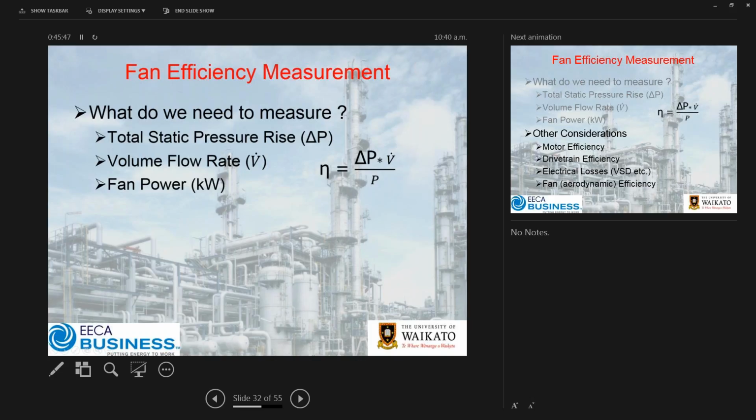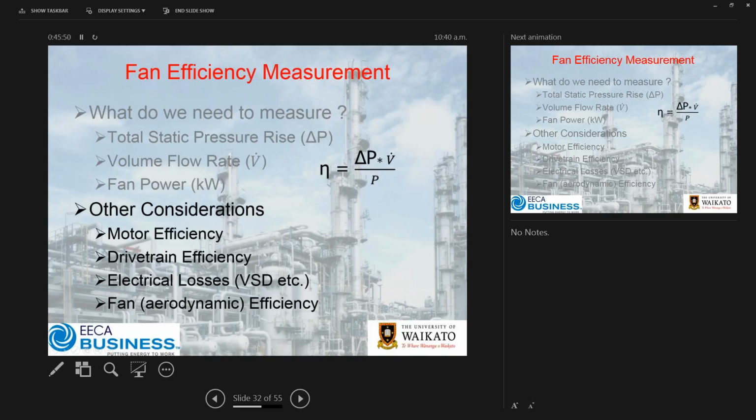Now the key thing to point out here is that we have other efficiencies in the mix. We have a motor efficiency, a drivetrain efficiency. We might have electrical losses across our VSDs, cables and the like, not to be confused with the aerodynamic efficiency of the fan. Now, when you actually see a fan efficiency on a fan curve, that will be specifically the aerodynamic efficiency of the impeller, which is basically an assumption of shaft power delivered to the fan itself, which is obviously going to be your motor power consumption less all the efficiencies of your drivetrain, motor, VSD, etc., depending on where you've measured your power input.